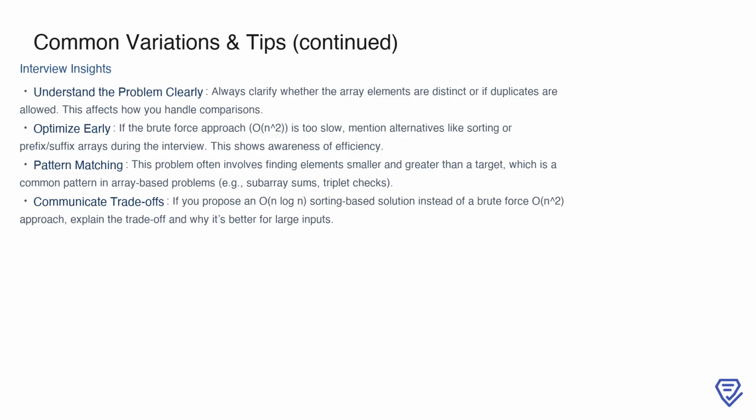Additionally, recognize that this problem often aligns with common patterns in array-based problems, such as searching for elements smaller and greater than a target. Identifying the pattern and referencing similar problems, like subarray sums or triplet checks, can help guide your thought process. Finally, communicate trade-offs effectively. For example, if you propose an O(n log n) sorting-based solution instead of an O(n²) brute force approach, explain why it's better for larger inputs and the trade-offs involved in terms of readability or implementation complexity.